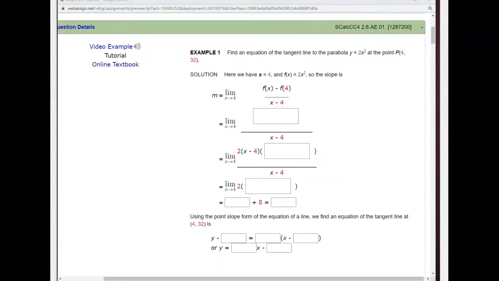So looking at the WebAssign 2.6 section, the first example is to find an equation of the tangent line to the parabola y equals 2x squared at the point 4, 32. I'm going to work this out on paper so that you can see what should go in these blocks. There's some factoring that's going to go on. We're going to have to put some values into formulas, and then they're going to want to factor out a 2. So each of the boxes has to be filled in with exactly what they're expecting. But I'll show you what I would expect for the test. You will have to do this procedure on the test.